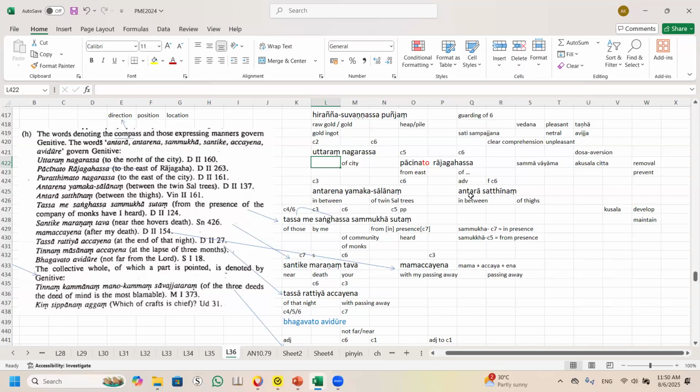This is another. Can you see this? This is Antara. This is Anta. This word and this word are the same. This word is so, in between.